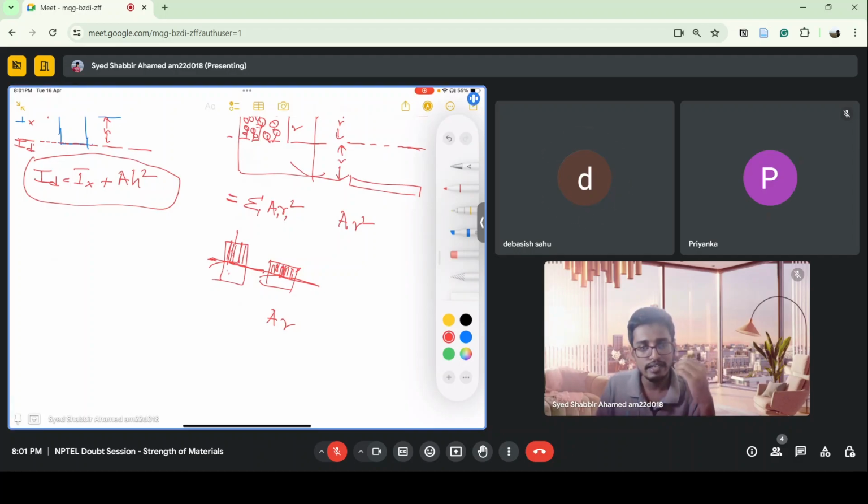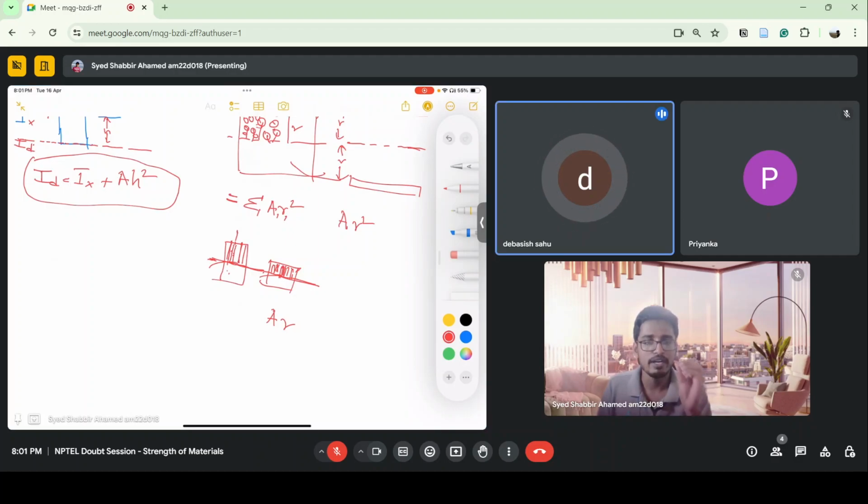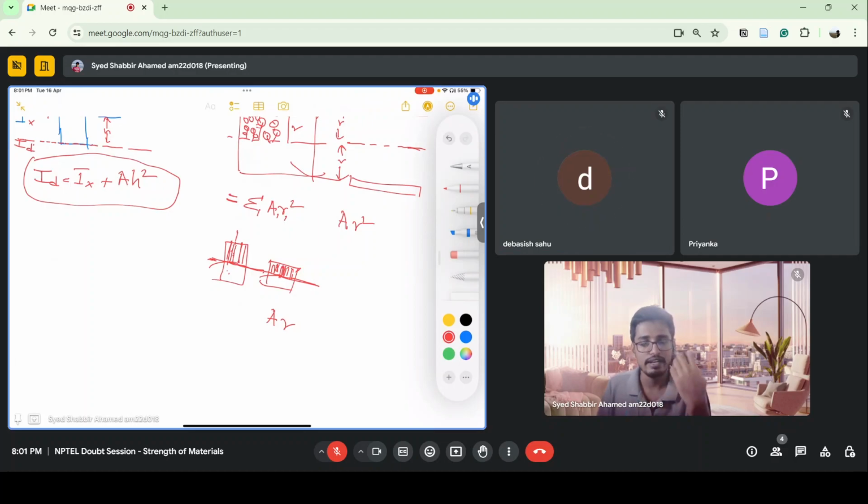So if the radius of gyration is more, it means that the moment of inertia is more for a particular area. If the area is same and the radius of gyration is more, it means that more material is present away from the axis about which I am calculating the moment of inertia. And if more material is present away from the axis, it will give more resistance to bending. That is the significance of radius of gyration.